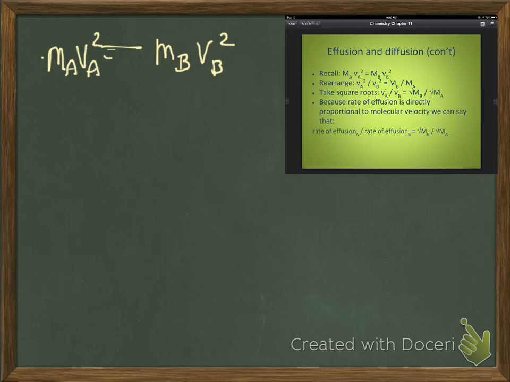So now we have mass of A times velocity of A squared is equal to the mass of B times the velocity of B squared. So we're going to rearrange to get our variables on the same side. Wait, can we... The step that I forgot.